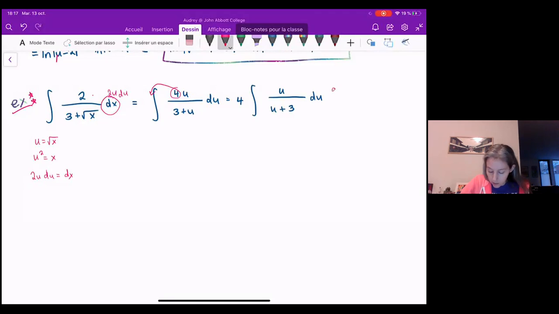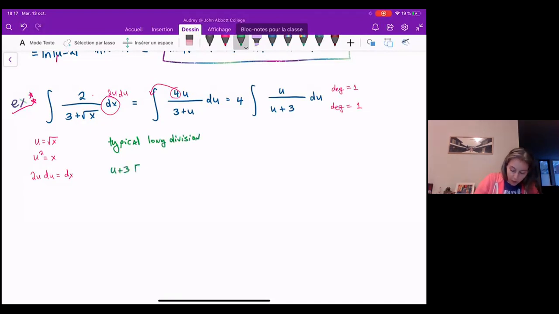But what I see here is that the degree of the numerator is equal to 1, and the degree of the denominator is also equal to 1. So we could do a typical long division, and I'm going to do that off on the side here. Typical long division, where I say the bottom, u plus 3, goes into u. u divided by u is 1, so that's u plus 3. That I'm subtracting, and I get a negative 3. So this would give me the integral of 1 minus 3 over u plus 3 du.